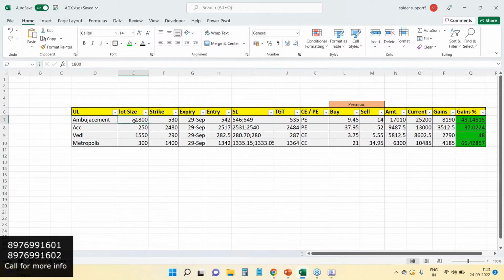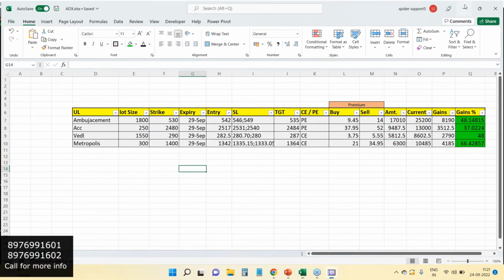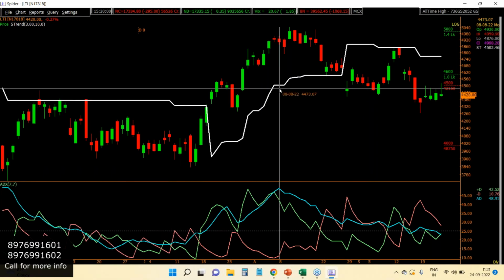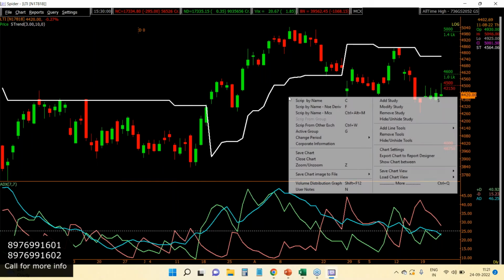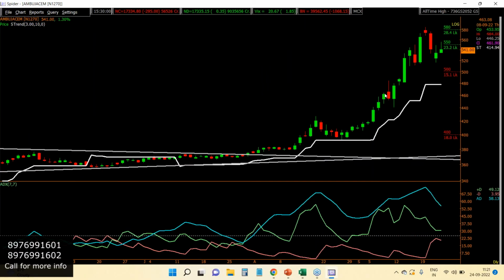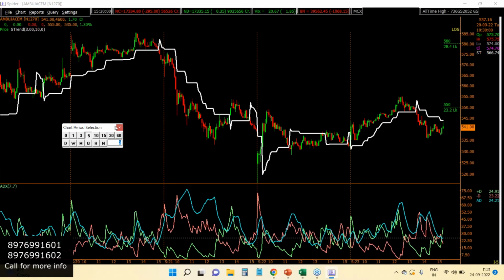I have mentioned the lot size here for your reference. What I did in this particular trade, I will open the Ambuja Cement chart. This query will be provided to you after this webinar, everyone, the query and the chart. I will type Ambuja Cement here, and I will be taking it for intraday, 5 minutes time frame.